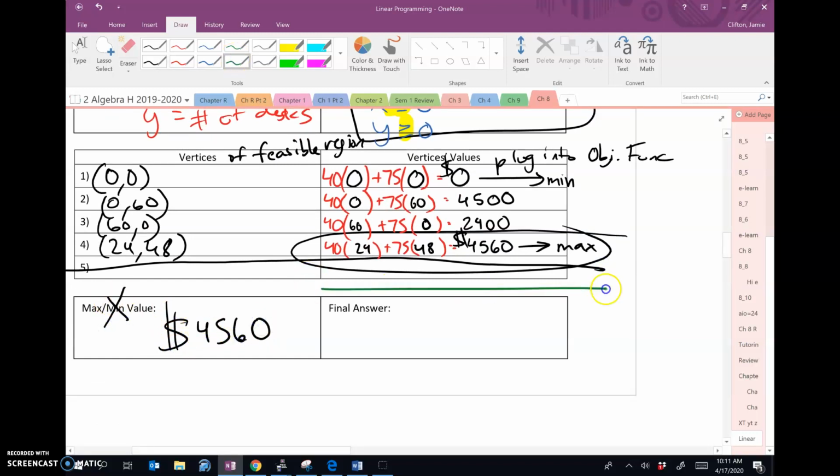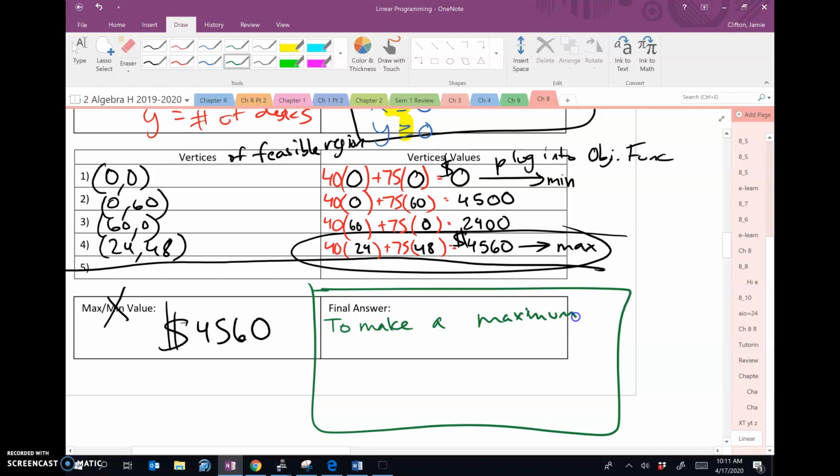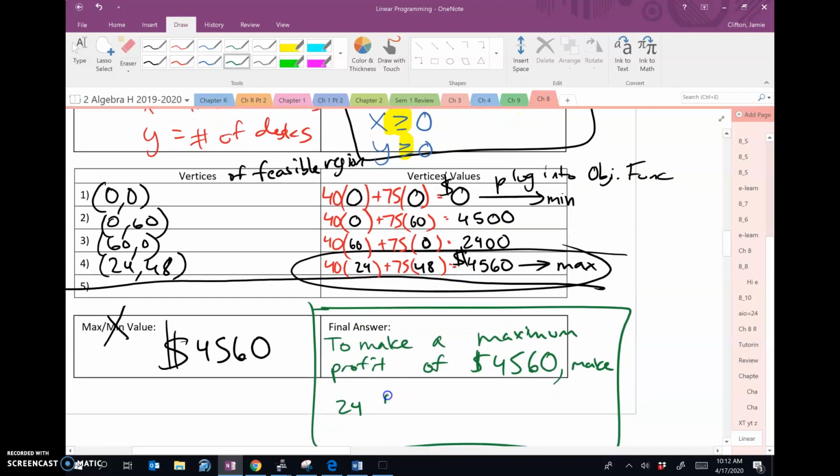And then for your final answer, you want this to read like a recommendation. It has to be a full sentence. It has to include the important numbers, and it reads like a recommendation to the company. So I'll write, to make a maximum profit of $4,560, you should make 24, what did x stand for? Bookcases, and 48 desks. Okay, the end.